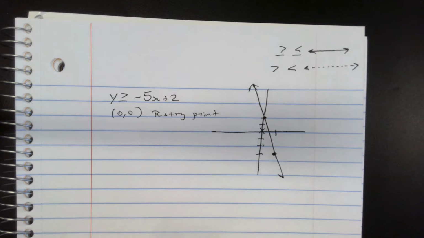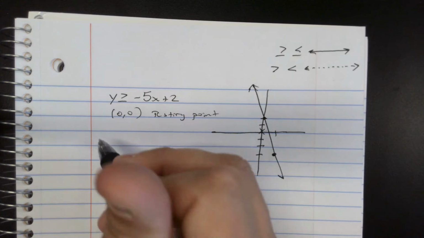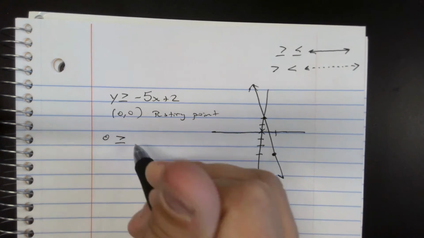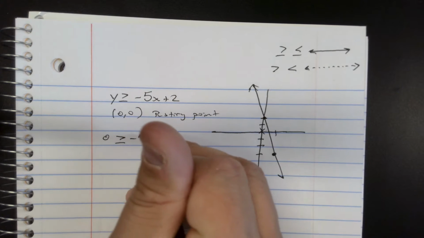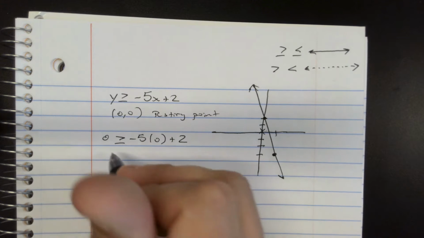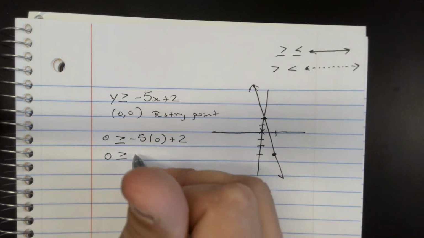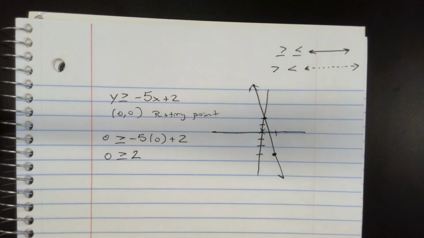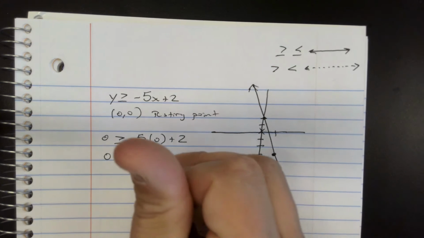And what we're doing is seeing if the inequality is true at 0, 0 or not true. So what we're going to do is plug 0 in for our y and 0 in for our x. And we're going to solve this inequality. So 0 is greater than or equal to 2. Okay, so that is false, right? Because 0 is not bigger than 2. So what we're going to say is false.